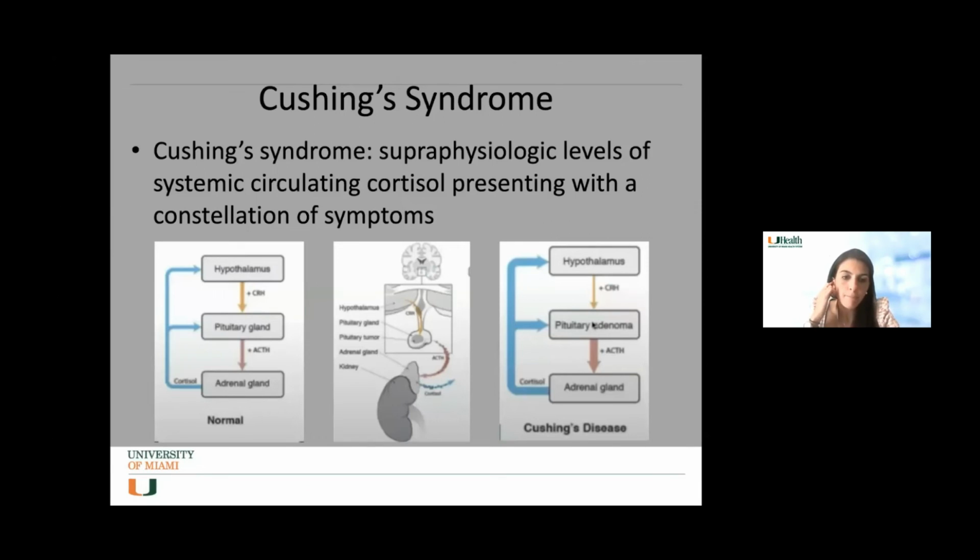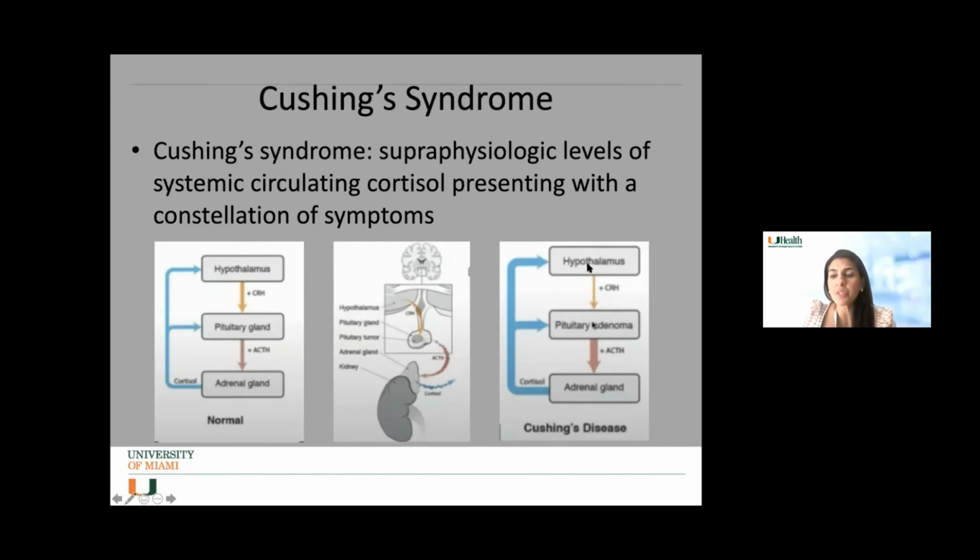So I think we still have some more time. Cushing syndrome essentially is when you have supraphysiologic levels of systemic circulating cortisol, which presents with a constellation of symptoms, right? In the normal patient, we have the hypothalamus secreting CRH, which then acts on the pituitary gland to secrete ACTH, which then acts on the adrenal gland to secrete cortisol. And this has a negative feedback loop, both on the pituitary gland and the hypothalamus, right? So that keeps things in check.